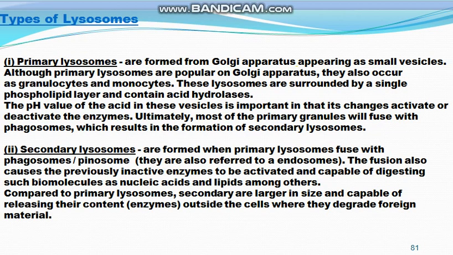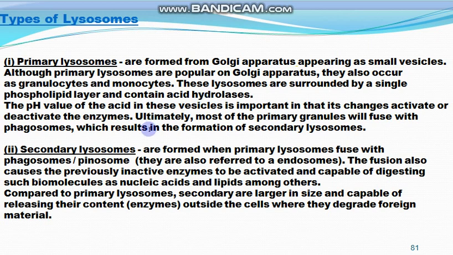Then there are different types of lysosomes. Number one is the primary lysosome. What are primary lysosomes? They are formed from the Golgi apparatus, appearing as small vesicles. And although primary lysosomes are popular on the Golgi apparatus, they also occur in granulocytes and monocytes. And these lysosomes are surrounded by a single phospholipid layer, and they contain acid hydrolases.